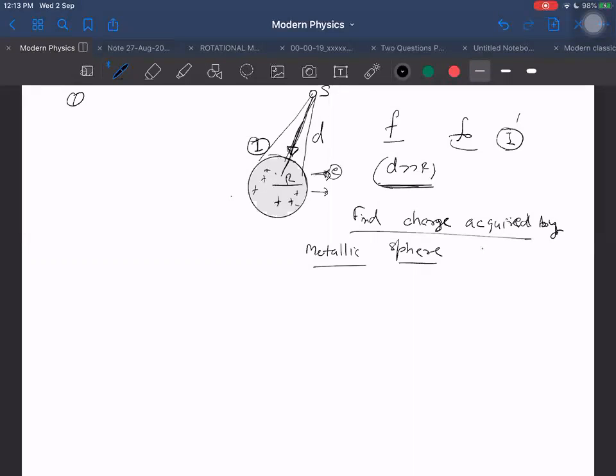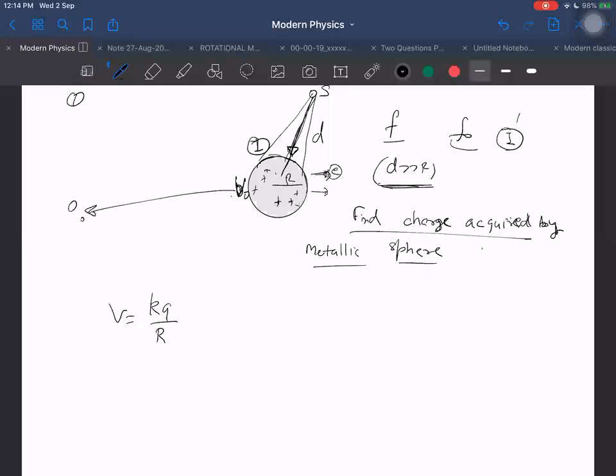Let us see. K into Q by R will be the potential acquired, and that will be acting as a stopping potential. If it has to act as a stopping potential, then I can write e into V naught. You understand what I mean by acting as a stopping potential? Let us say the sphere has potential V naught, and at a large distance away it is zero potential. Obviously at infinity it will be zero.